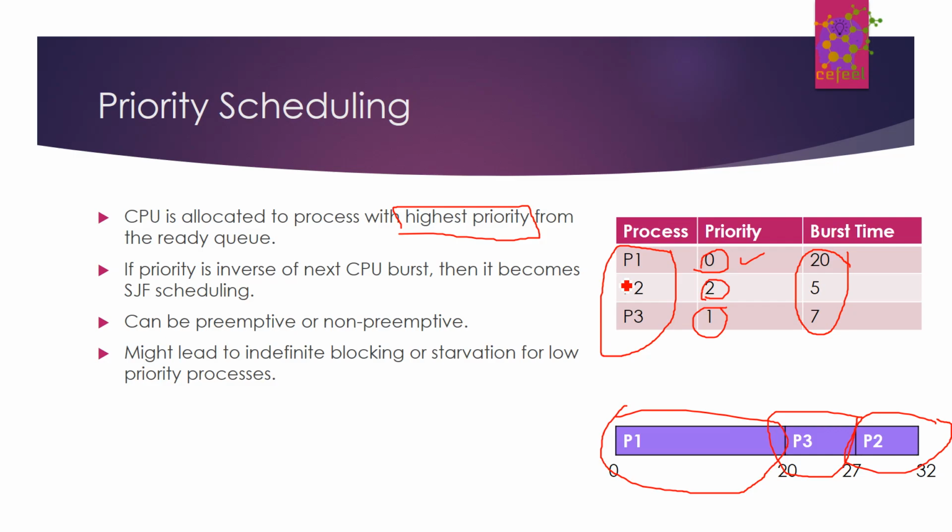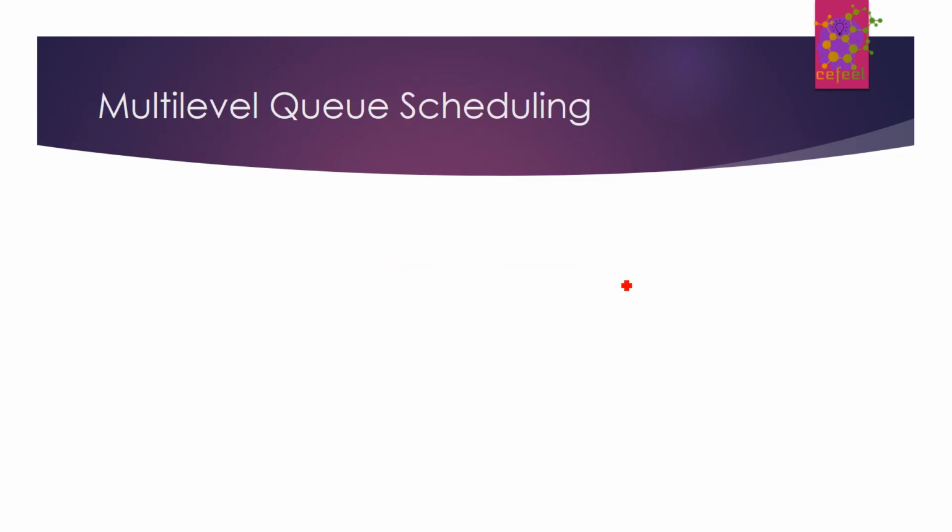Even though this is a good approach, it's possible that some low priority processes may end up with indefinite blocking or starvation, because they may never get a chance to run on the CPU since there are always higher priority processes running. Hence this scheduling algorithm also cannot be directly used by operating systems.